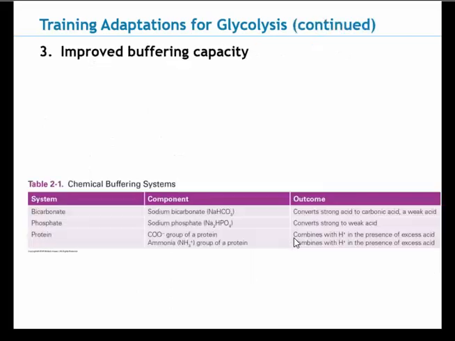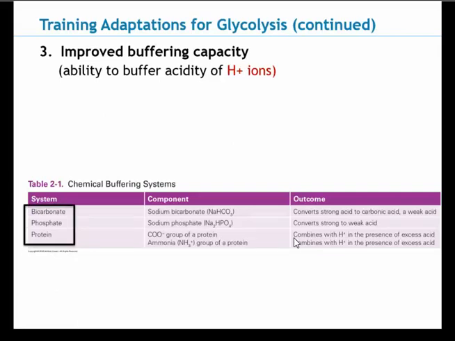All right, our third adaptation is something called improved buffering capacity. So what is improved buffering? This is the ability to buffer the acidity of hydrogen ions. When you buffer something, it just means to clear away. So the clearing away of hydrogen ions, which reduces acidity in the muscle cells, will improve high-intensity exercise, allowing you to exercise longer before fatigue actually occurs.